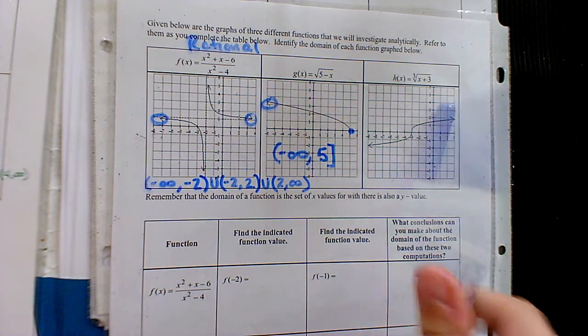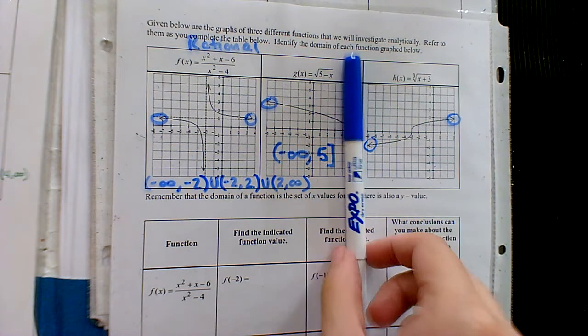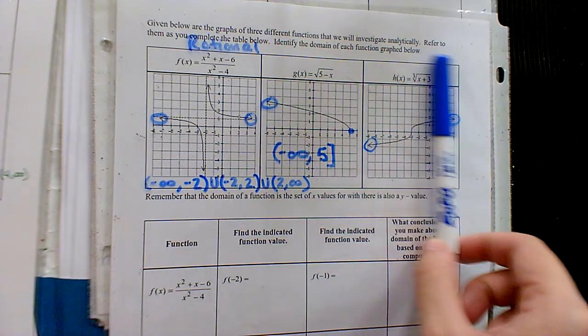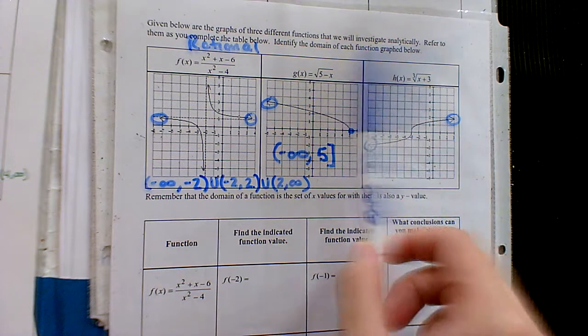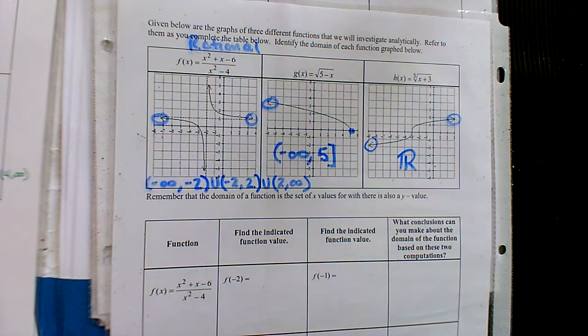The cubed root one, though, if you take a look at it, we have an arrow on the left, an arrow on the right, and there's no open circle or asymptote in the middle. So this one looks like it's going to be all real numbers, at least in this example, but we'll eventually get to some that are a little different.